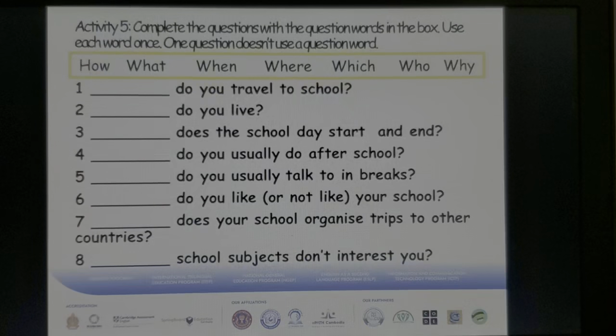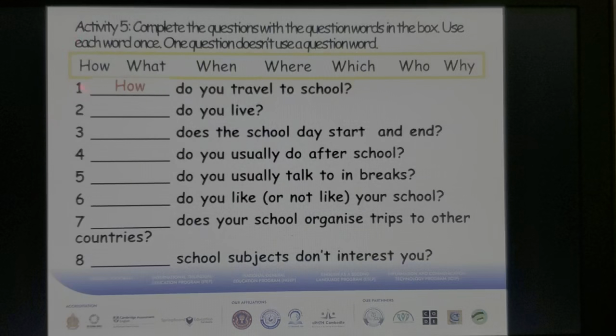So in here, the answer must be how, right? How do you travel to school? I travel to school by bus, by train, by motorbike, by bicycle, by foot. Okay, it's up to you. Yeah, how asks the way to do something.